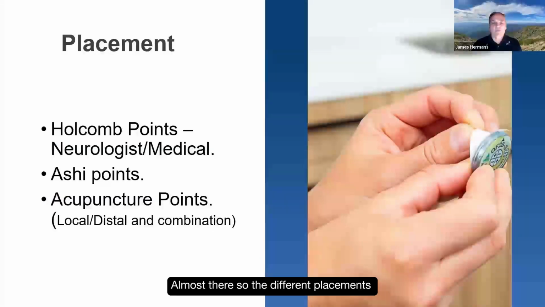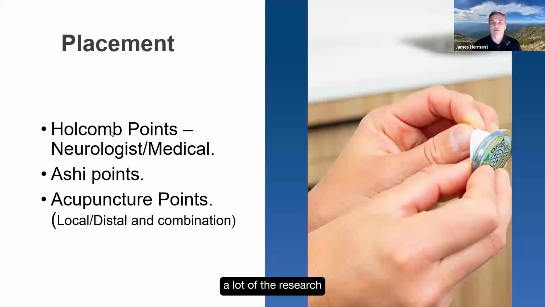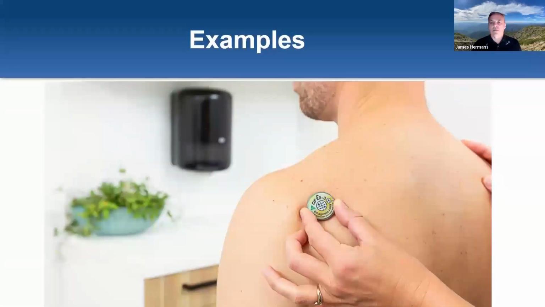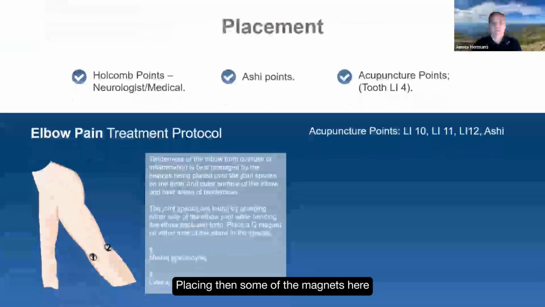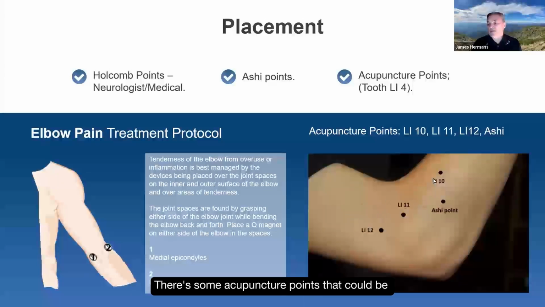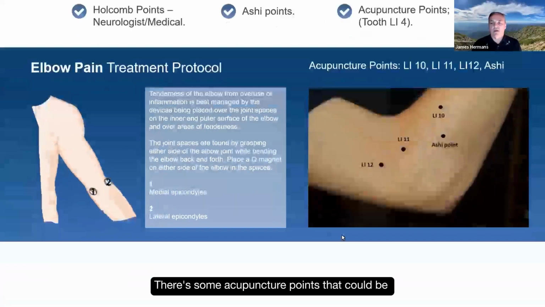And so almost there. So the different placements. There's what we call the Holcomb points, which is the neurologist who pioneered a lot of the research. That's mainly over the anatomical structures, over nerves, over joint lines, and so forth. Your Ashi points, and then your acupuncture points, and there's the distal and local, or combination. And so placing then some of the magnets here. So here we have the Holcomb points for elbow pain, directly over the condyle. And there's some acupuncture points that could be placed.